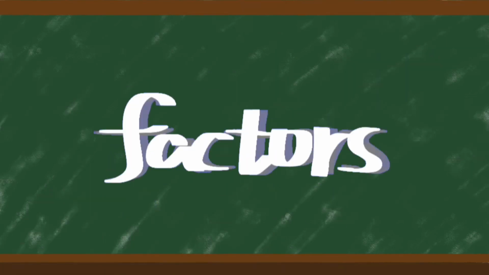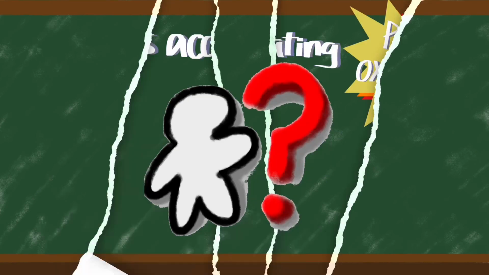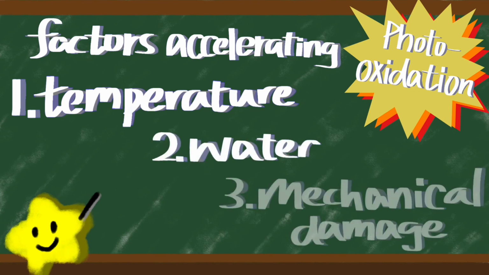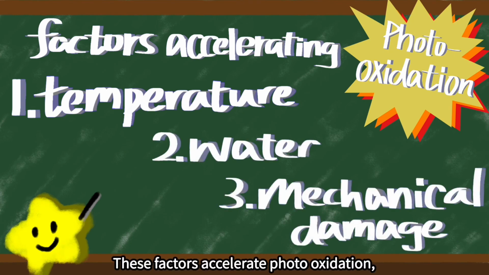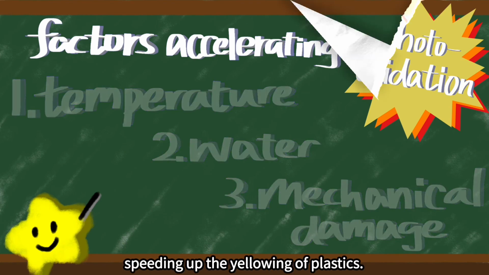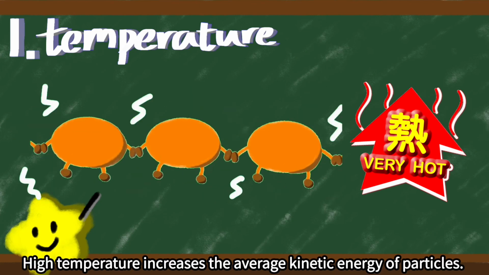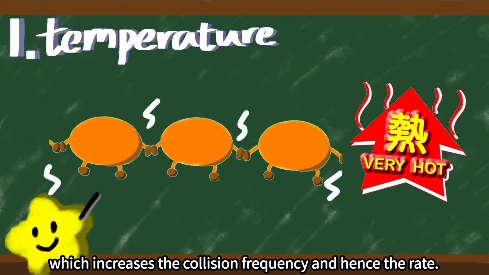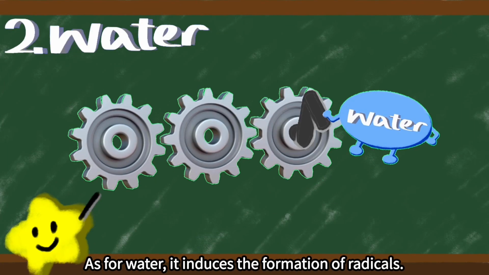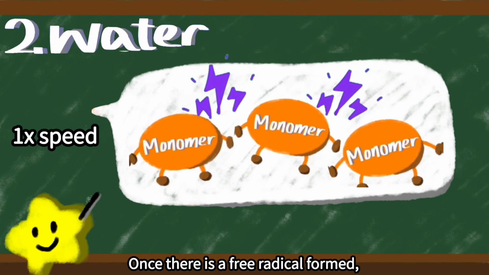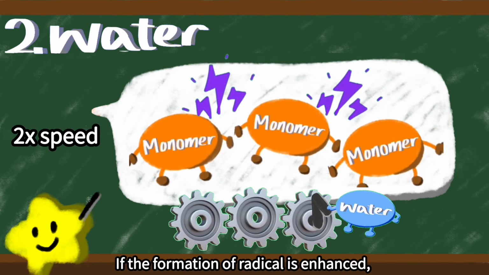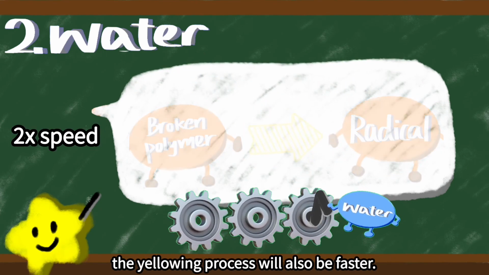Are there any factors accelerating this process? The answer is definitely yes. They are temperature, water, and mechanical damage. These factors accelerate photooxidation, speeding up the yellowing of plastics. High temperature increases the average kinetic energy of particles, which increases the collision frequency and hence the rate. As for water, it induces the formation of radicals. Once a free radical is formed, a chain reaction occurs and makes the yellowing process continue. If the formation of radicals is enhanced, the yellowing process will also be faster.